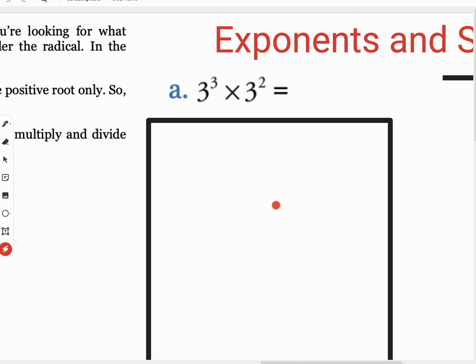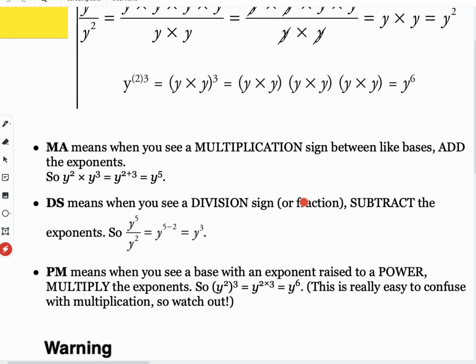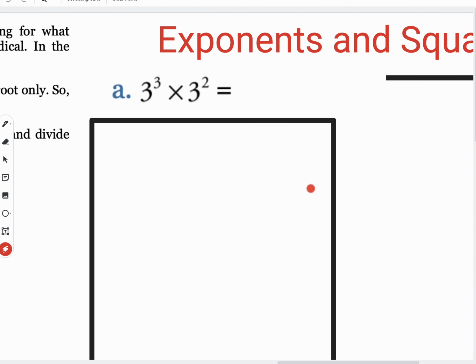Let's begin with A. A is 3 to the third power, or 3 cubed, times 3 to the second power, or 3 squared. 3 cubed times 3 squared. Here we'll go back to the MA part of MADSPM. When you see a multiplication sign between like bases, add the exponents. This will be 3 to the fifth power.